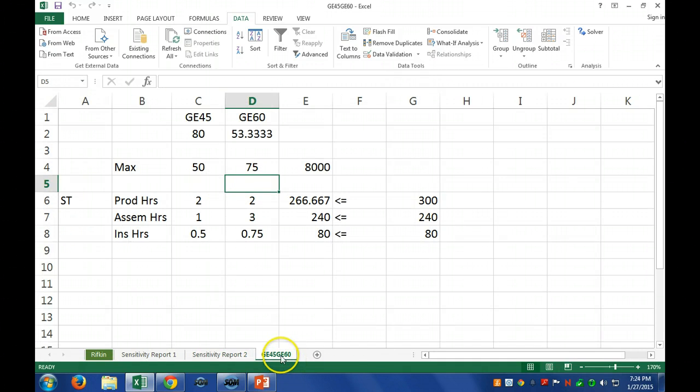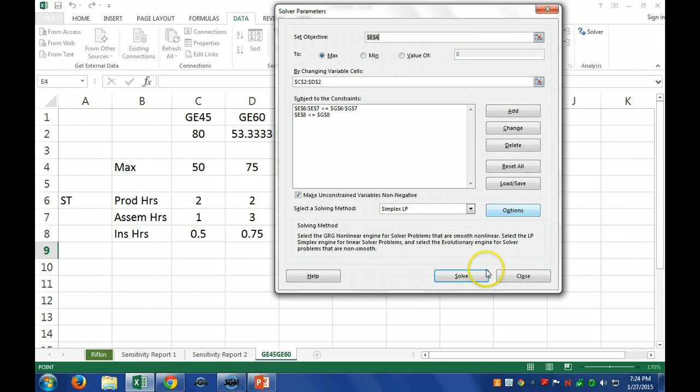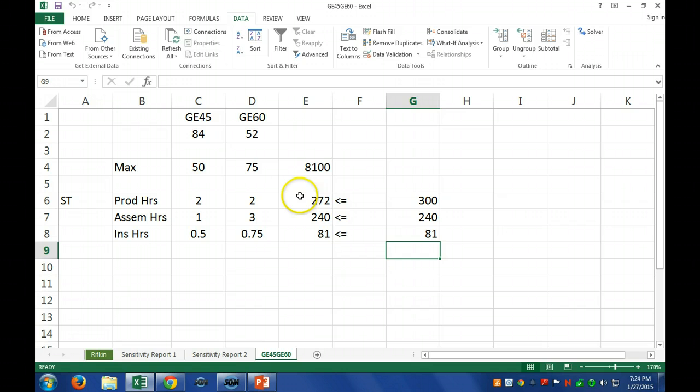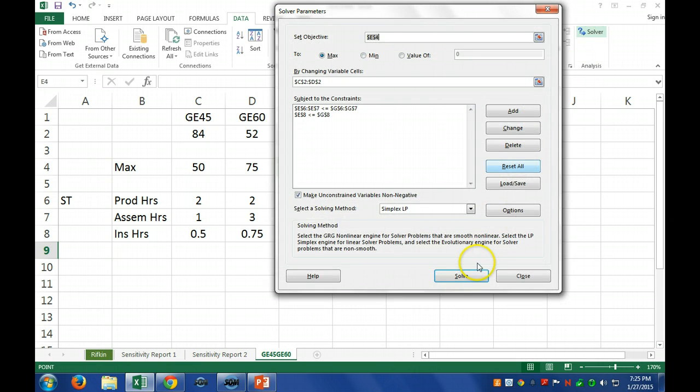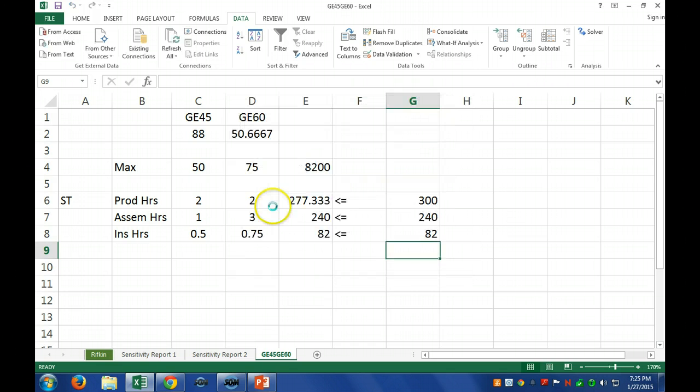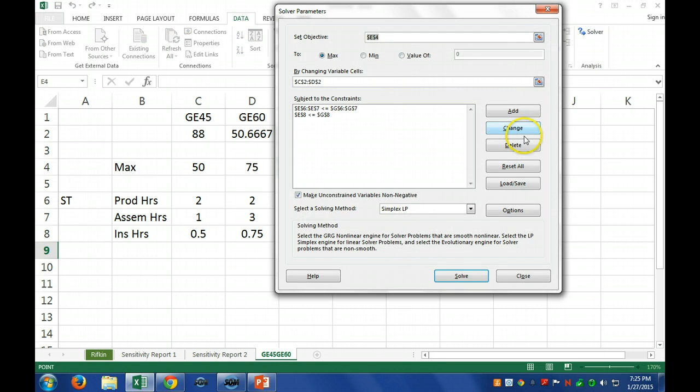So let's try it. Let's change this from 80 to 81 and resolve. What did the sensitivity report tell me is going to happen? This profit should go up to 8,100. Let's solve it and see. It did. Let's go up to 82. I'm going to click solve. It's going to go up another $100. Let's go up to 90. So I got 90 inspection hours, and I resolve. It's going to go up.